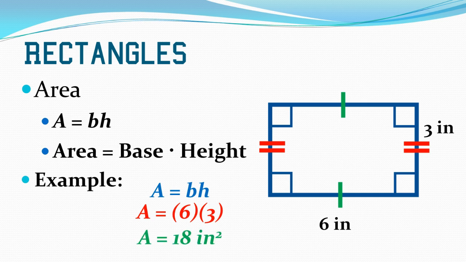6 times 3 equals 18 inches squared. The unit is always squared. Inches times inches, just like x times x, gives us inches squared.